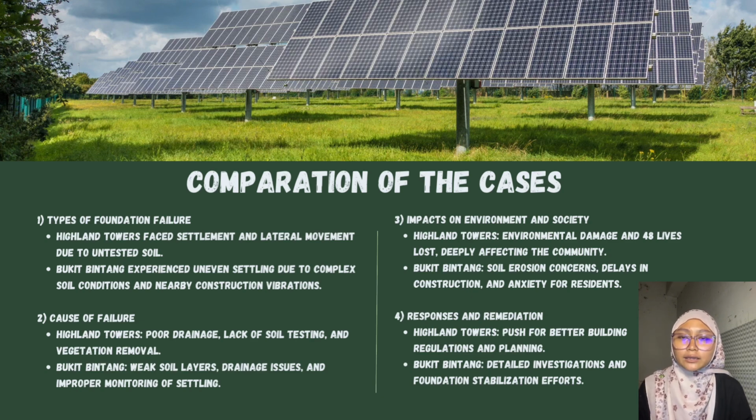Now, let's look at the specific causes behind these failures. For Highland Towers, there were a few issues such as poor drainage, lack of soil testing, and the removal of vegetation. With poor drainage, water built up in the soil, making it unstable. Also, by removing vegetation, they took away some of the soil's natural stability. In Bukit Bintang, the weak soil layers and poor drainage led to uneven settling. The lack of proper monitoring also meant that these issues weren't addressed early, making the problem worse.